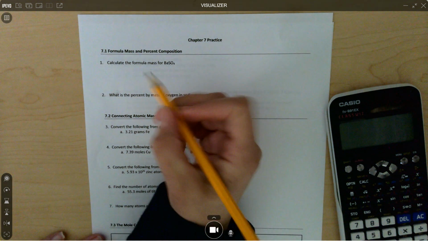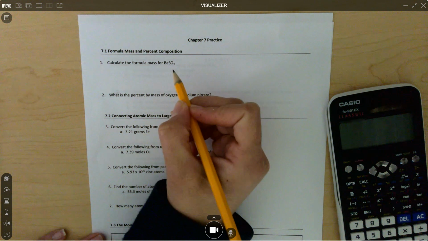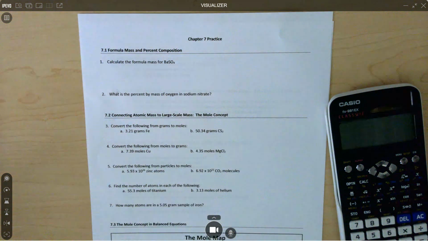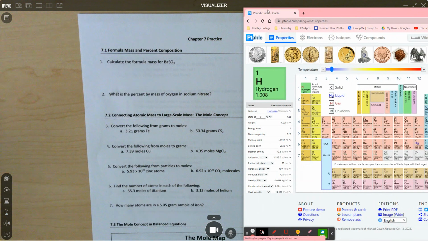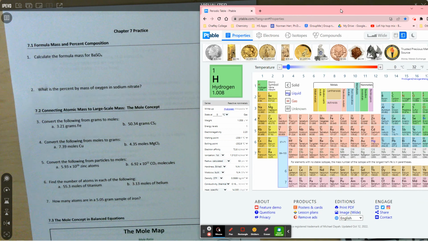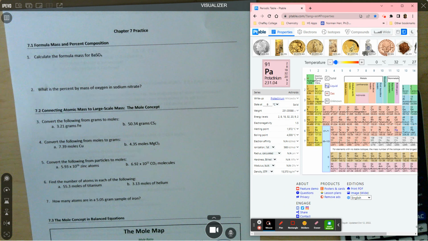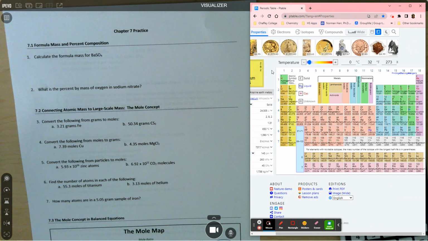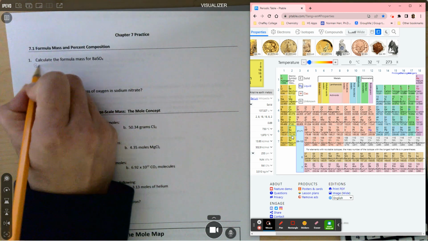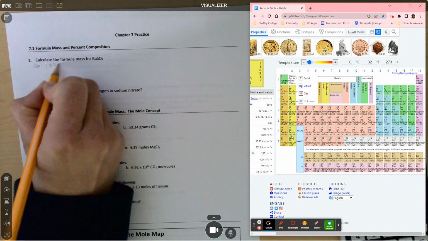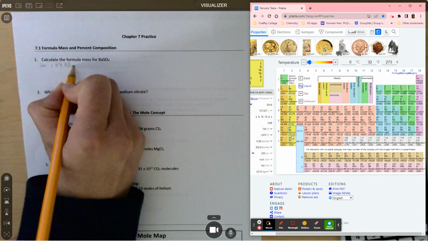Okay, so the first part is we want to calculate the formula mass of barium sulfate. And if we recall, in order to calculate the formula mass of anything, we're going to need a periodic table. So I'm going to look at the table. I have a periodic table here now. So I'm going to look for barium. Barium is going to be right here. It's in group 2, and it has a formula mass of 137.33. So barium is 137.33 atomic mass units, AMUs.